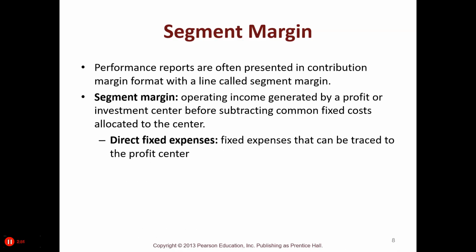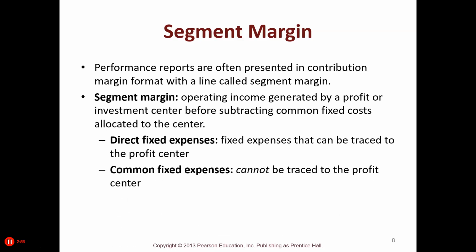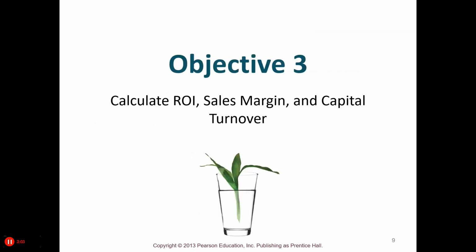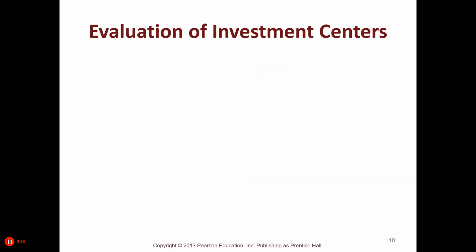So direct fixed expenses are directly associated with the profit center. Common fixed costs cannot be traced to the profit center, and those are the ones they get so upset about. Now let's take a look at return on investment, sales margin, capital turnover, and residual income. Sorry, forgot that one.